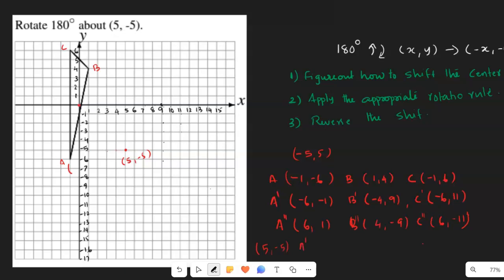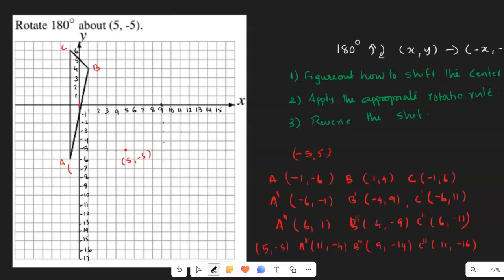So a triple prime. Just for notating, you can use something different to make sure it is not changing the coordinates. So this will be 5 plus 6, 11. Negative 5 plus 1, negative 4. B triple prime is 4 plus 5, 9. Negative 9 plus negative 5, that is negative 14. And C triple prime, 6 plus 5, 11. Negative 11 plus negative 5, negative 16.